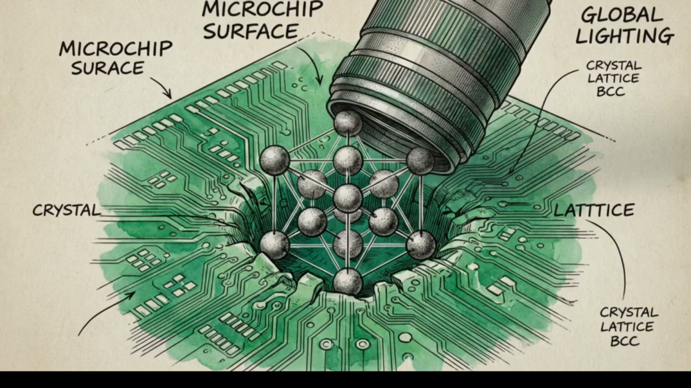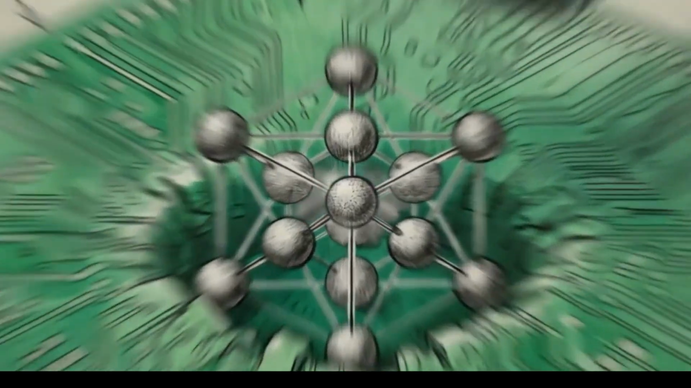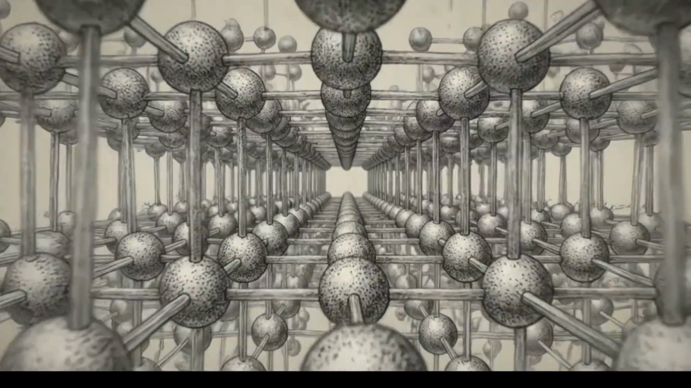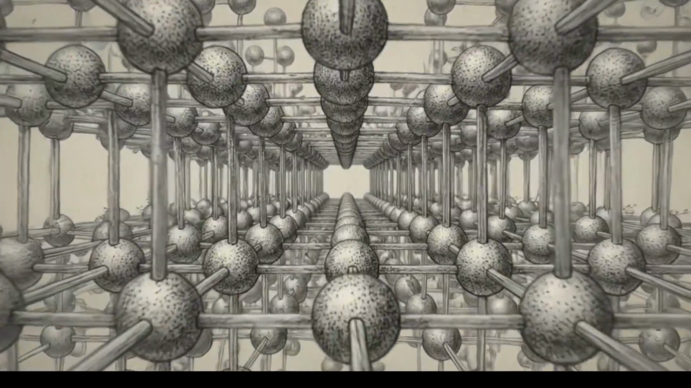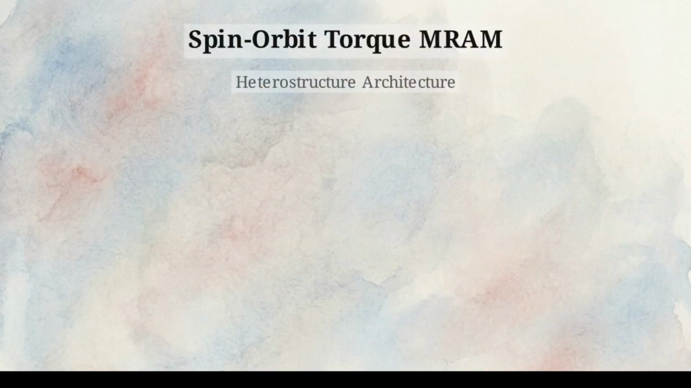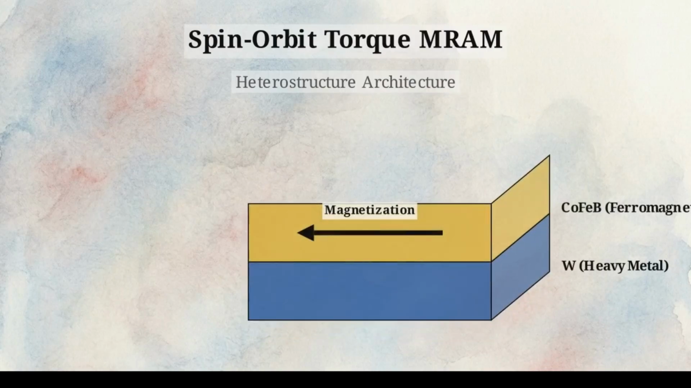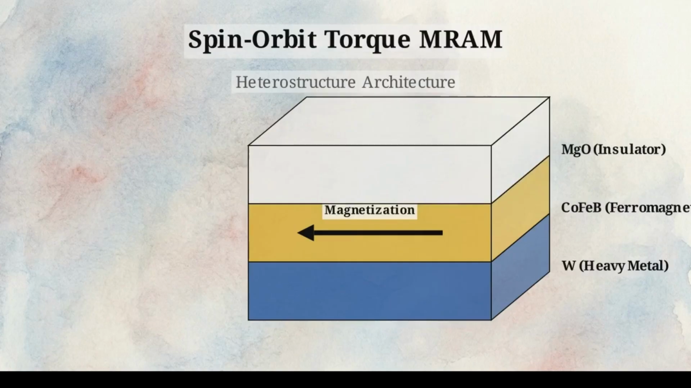To understand the limits of modern memory density, we must look past the architecture of a microchip and examine structural constraints at the subatomic level. This 3D schematic shows a standard spin-orbit torque MRAM device. The architecture relies on a 3-layer stack: tungsten, cobalt iron boron, and magnesium oxide.